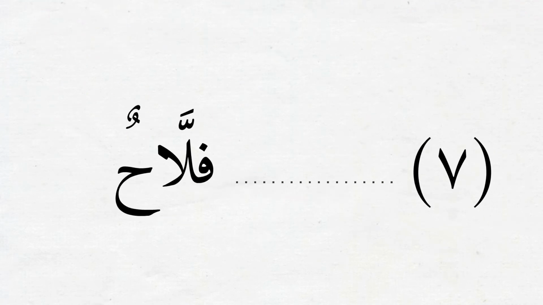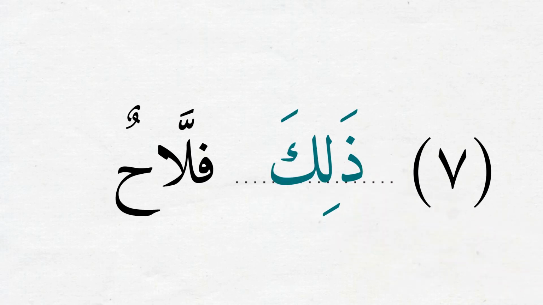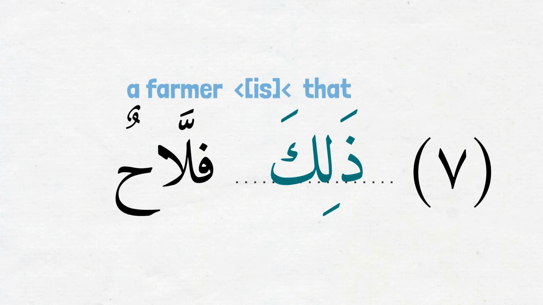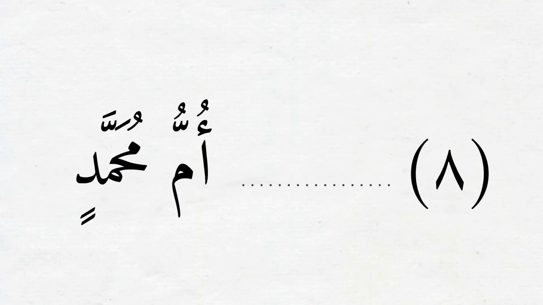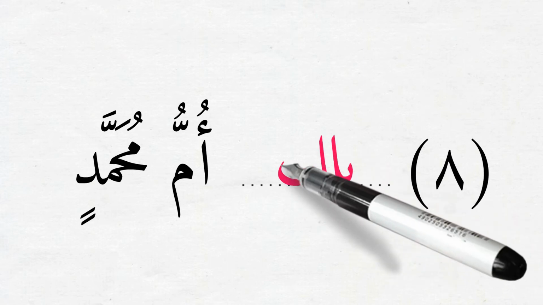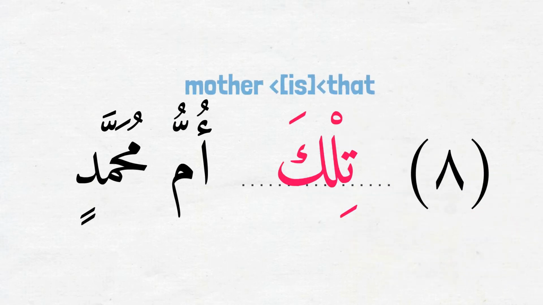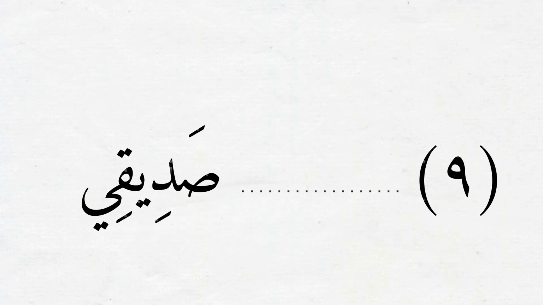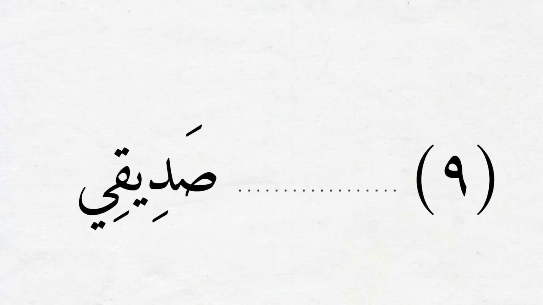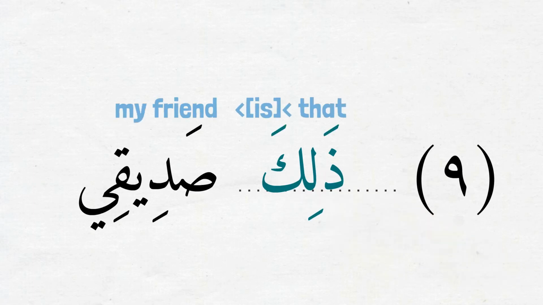Part 7. ذلك فلاح. That is a farmer. Part 8. تلك أم محمد. That is Muhammad's mother. Part 9. ذلك صديقي. That is my friend.